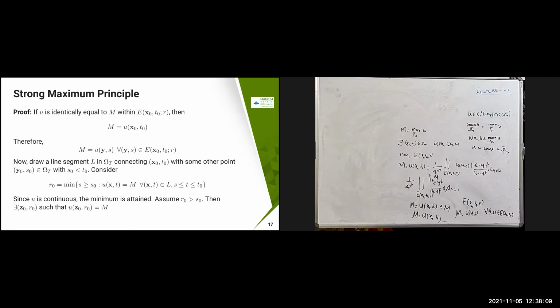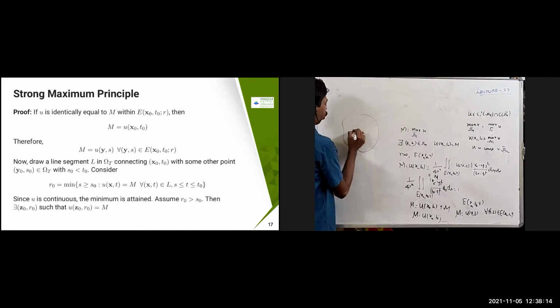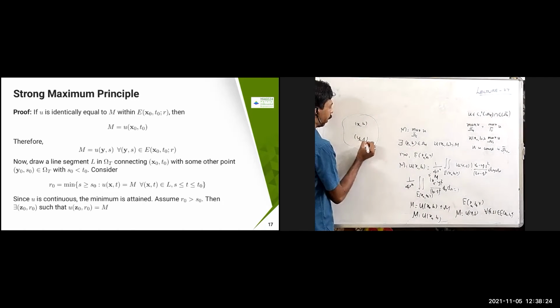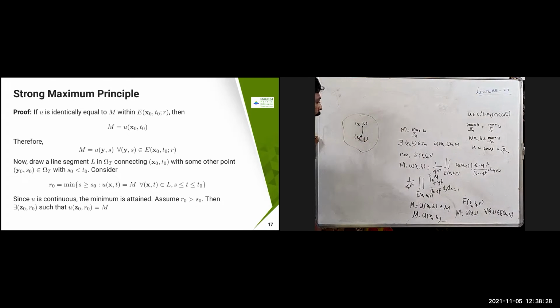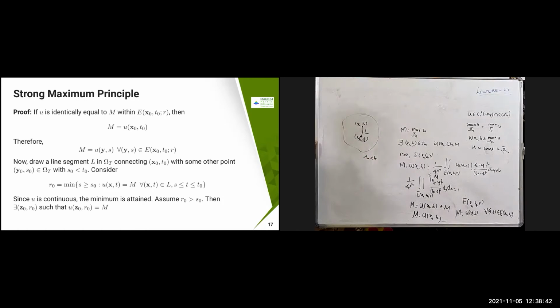Okay, so you are going to draw a line segment L. Suppose omega t is here, and (x0, t0) is there. Since omega is connected, I am just going to draw a line segment. I have (y0, s0) there. So I am going to draw a line connecting these two points, a line segment L which is in omega t only, not outside. In omega t I am going to draw it in such a way that these two are connected. Here I have assumed that s0 is less than t0.